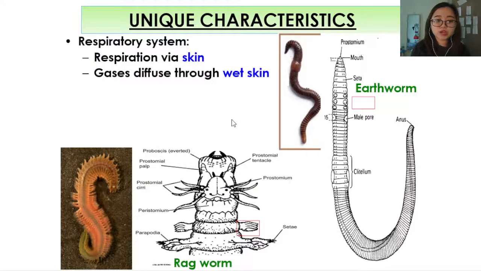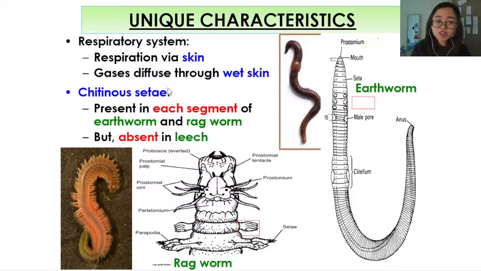And we can then move on to the other unique characteristics. The other unique characteristic we need to talk about when it comes to annelids is that their respiratory system is via their skin. They breathe through their skin. Gases will diffuse through the wet skin of the annelids. And on the skin, another thing we should remember is that they have chitinous setae. So these are present in each segment of earthworms and ragworms, but they're absent in leeches.